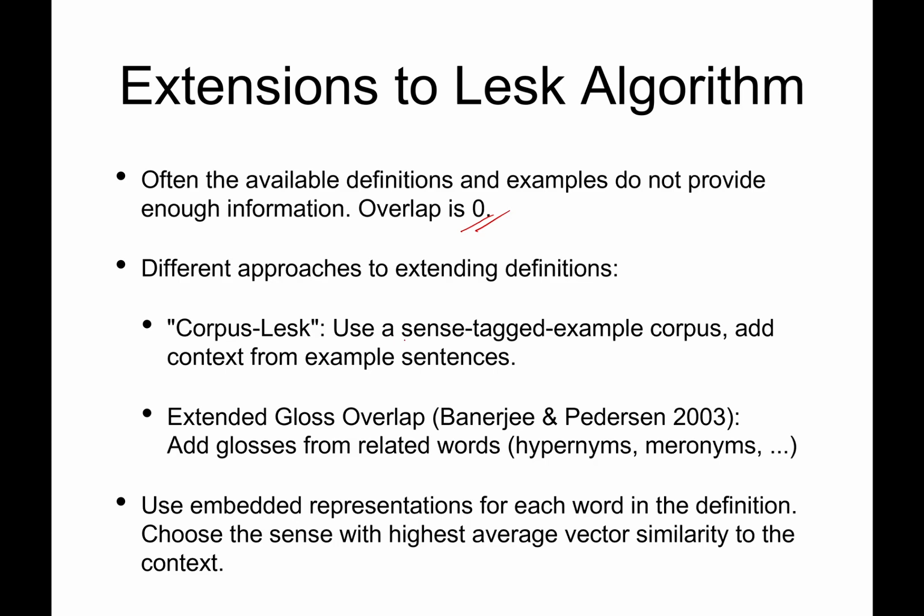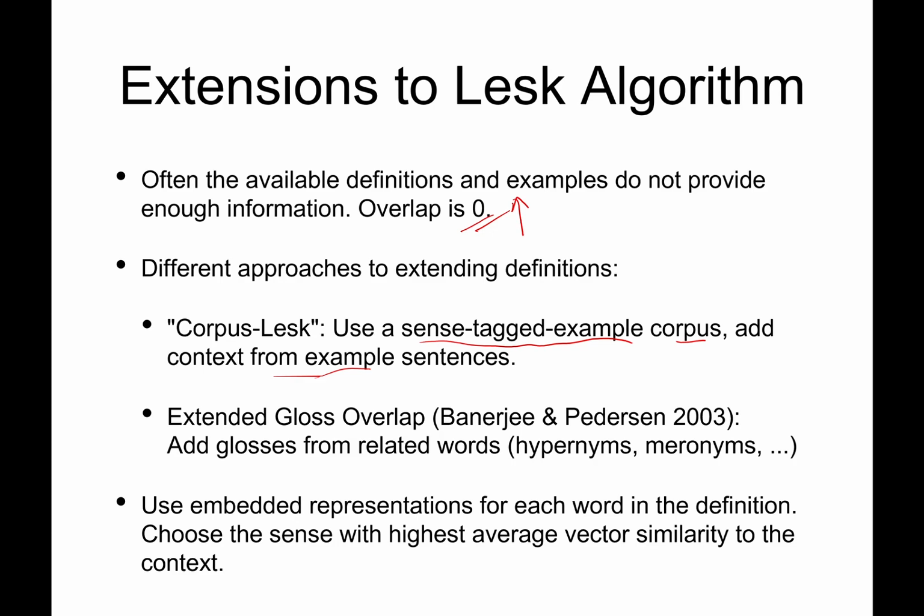If you have a sense-tagged example corpus, so some kind of tagged corpus, well, you can add examples from there. Okay, so this is one thing. What you're trying to do is augment your data so that hopefully, when you have more text talking about that specific sense, your overlap will go higher. This is what you're trying to do.